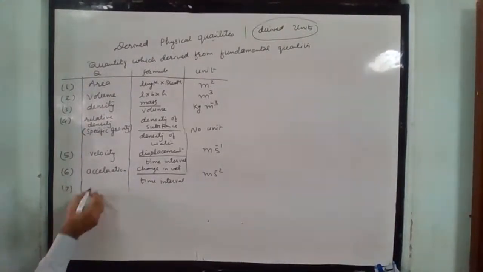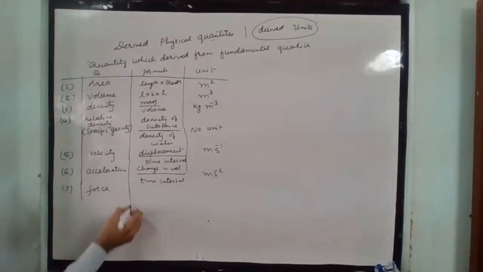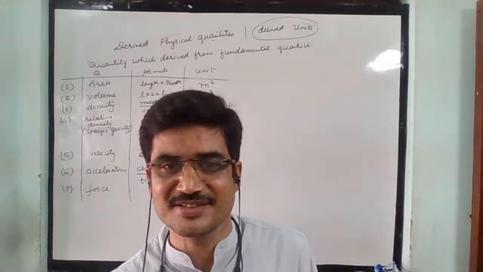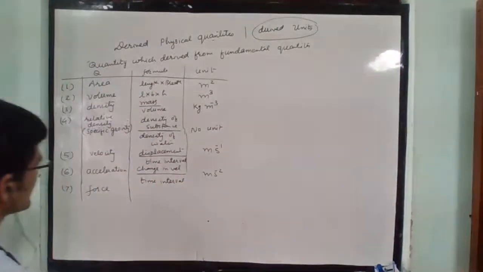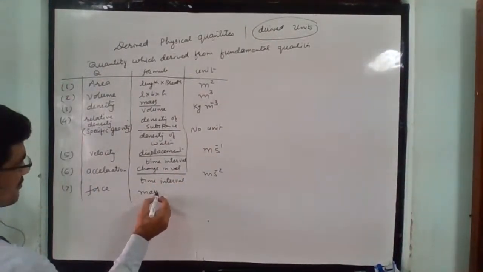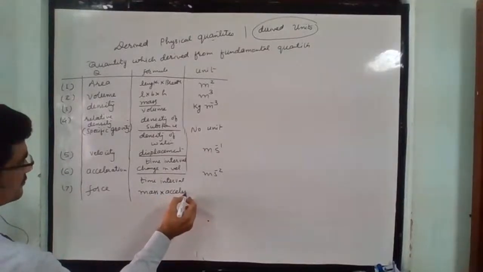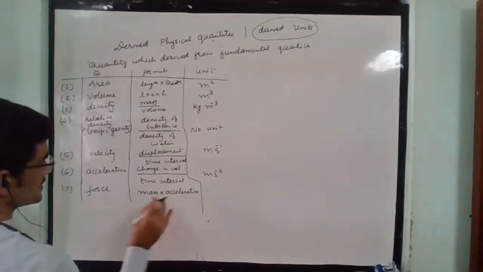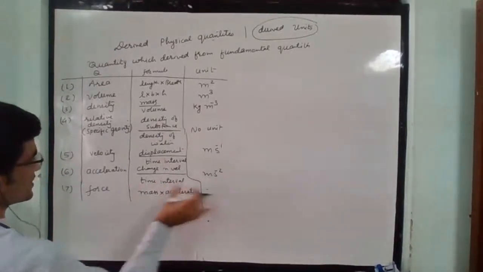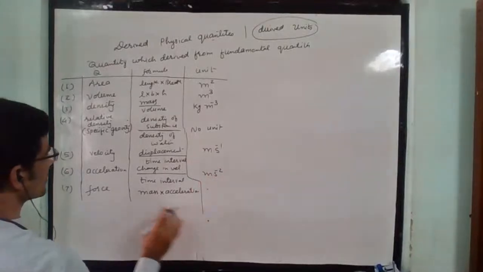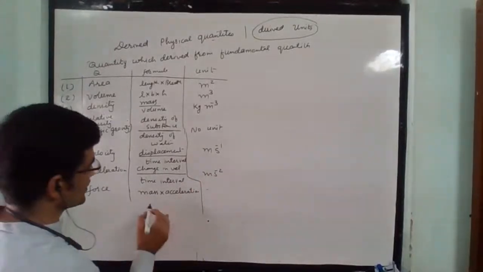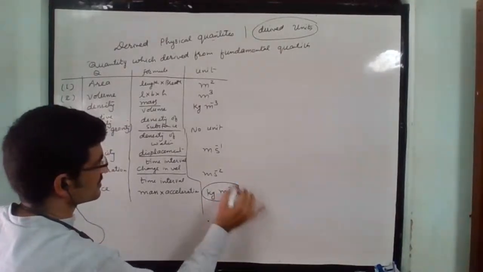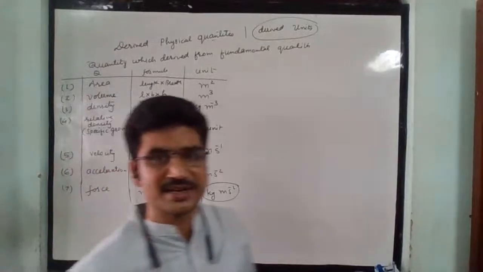Next, I am taking force, a very widely used quantity. You know, force is equal to the product of mass and acceleration. We have just seen the unit of acceleration, and the unit of mass is kg. So kg meter per second square, that is a derived unit.